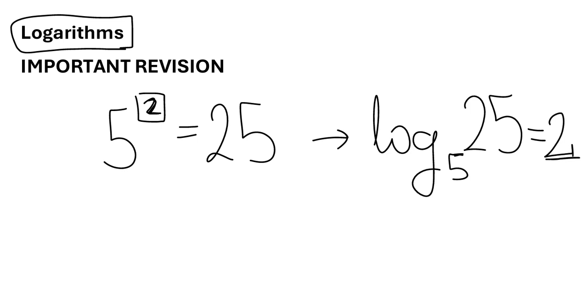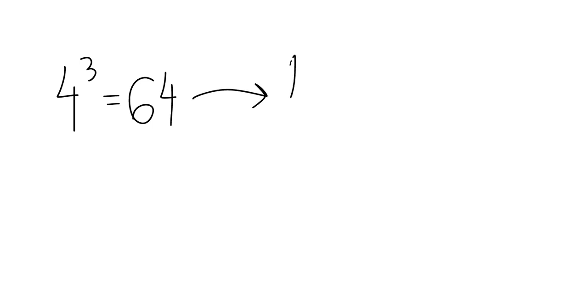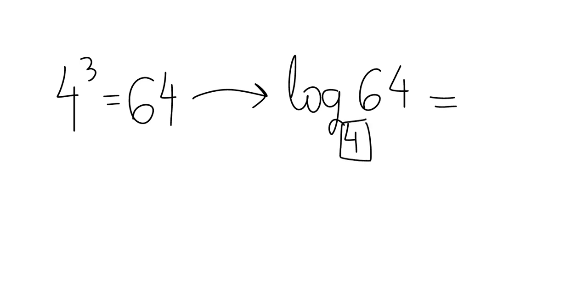So that's the whole idea, that's the whole point of using logarithms. So basically, 5 to the power of 2 is equal to 25. All right. What if we change the base? And this time we have, let's say, 4 to the power of 3 is equal to 64. This is the same as if you had logarithm of 64 for the base of 4 is equal to what? So 4 raised to the power of 3 will give us 64.